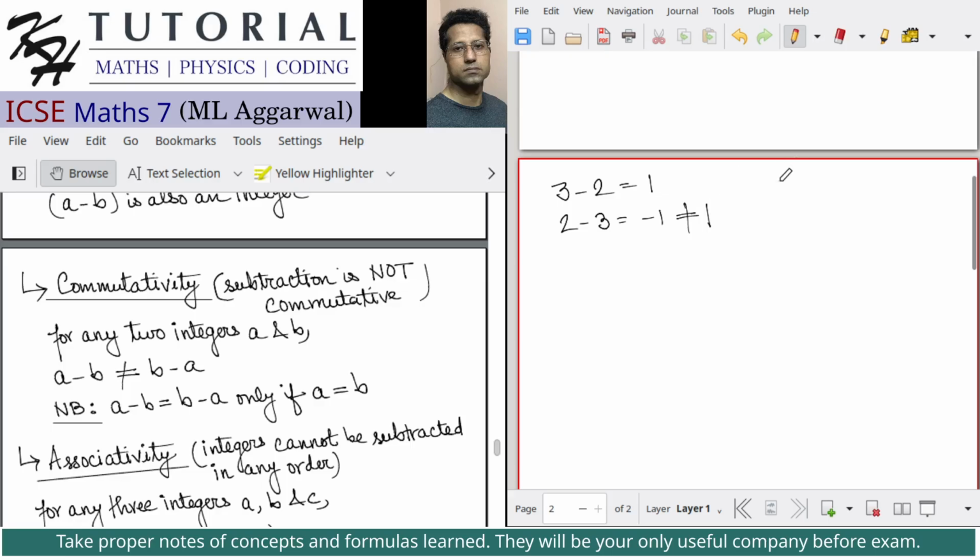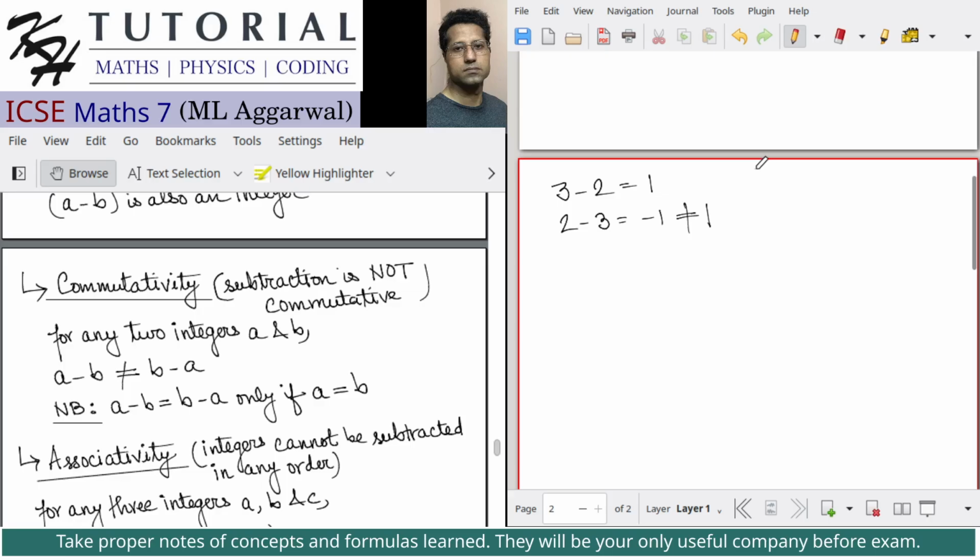So clearly we see that for the integers 3 and 2, the subtraction is not commutative. If you consider any two integers a and b, and they are different, then it will never be the case that a minus b is equal to b minus a. A minus b will always be not equal to b minus a when a and b are different integers. Please note that the subtraction of two integers will be commutative only if a is equal to b.